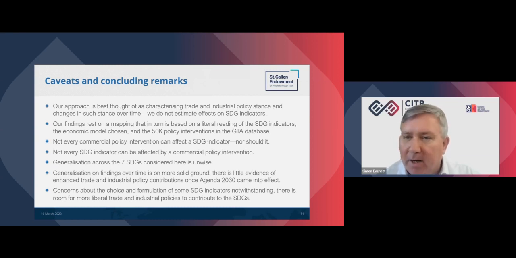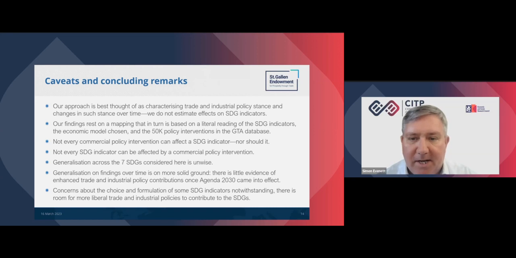We want to be very clear that in characterizing policy stance, we are not estimating effects on SDG indicators. Our frame, the approach we took, we hope is clear. We really wanted to lay out in the report what this mapping was, precisely because I'm quite sure that there are a lot of people who would disagree either with the choice of economic model or maybe how an SDG indicator has been read. We have a literal reading. Other people may read them differently. But either way, one needs a mapping if you're going to do this in a consistent and coherent way.